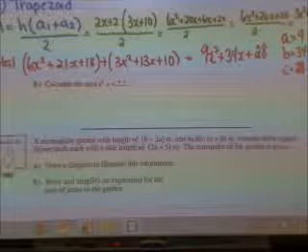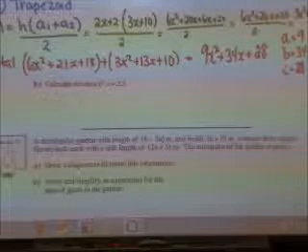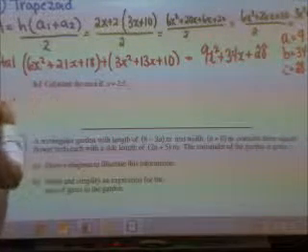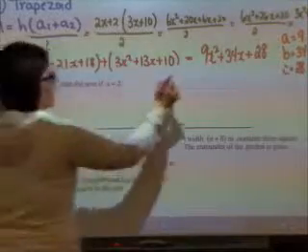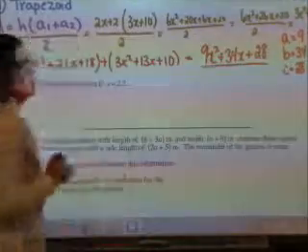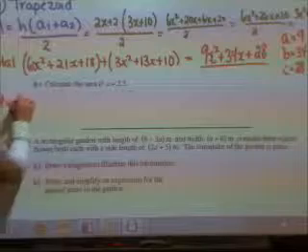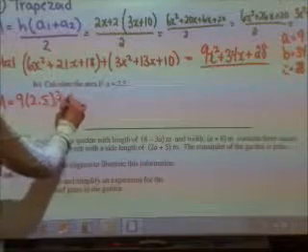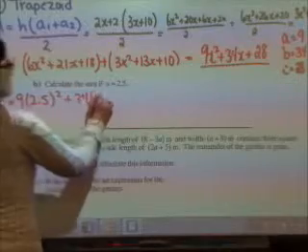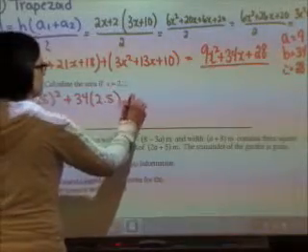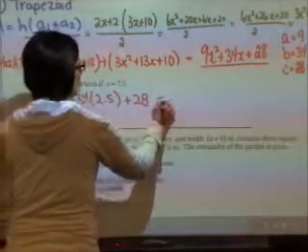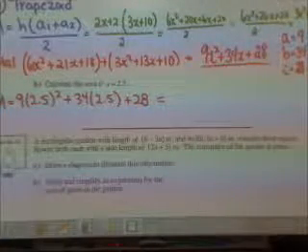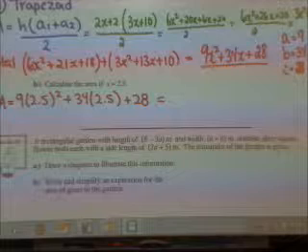Part B asks to calculate the area if x is equal to 2.5. So I take my area, this value right here, and wherever I see an x, I substitute in 2.5. I'm going to let you do that calculation with your calculators and tell me what you get for a final answer.